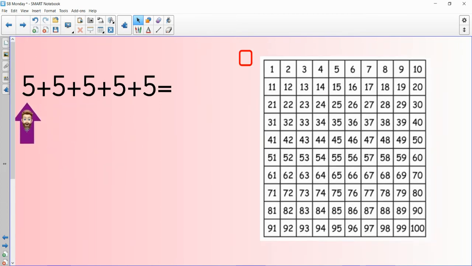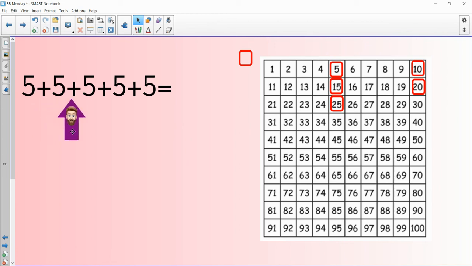Read the number sentence with me. 5. How many 5s have I got? 1, 2, 3, 4, 5. Let's count in 5s on my 100 square. There's my first one. 5. Then we go to 10. Then 15. What's the next number going to be? Great job. 20. What's the next number going to be, everyone? 25. And I stop there because I need 5.